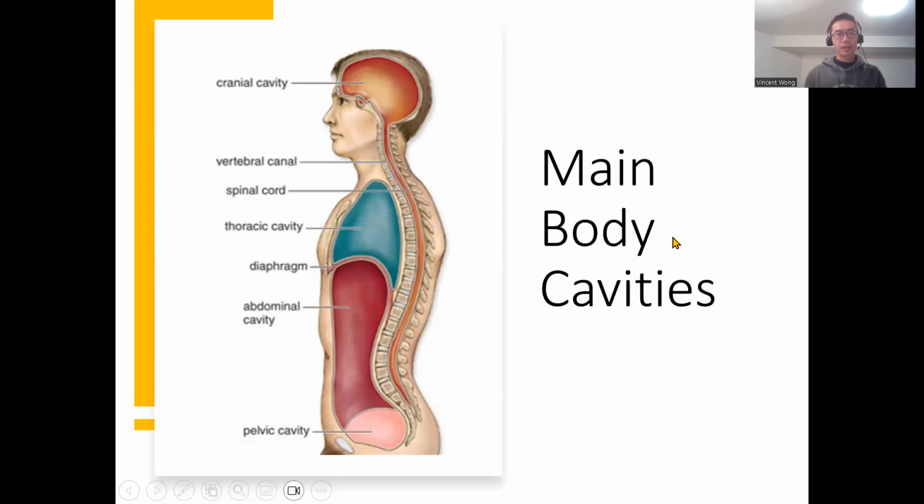Okay, but here it is. This is just to show you where the cavities are. Okay, so the cranial cavity is up here. I hope you know the brain is in the cranial cavity, right? And then there is another, the vertebral canal, that extends all the way down to the bottom. That's where your spinal cord is going to be. The spinal cord runs from the base of the neck all the way to your lower back.